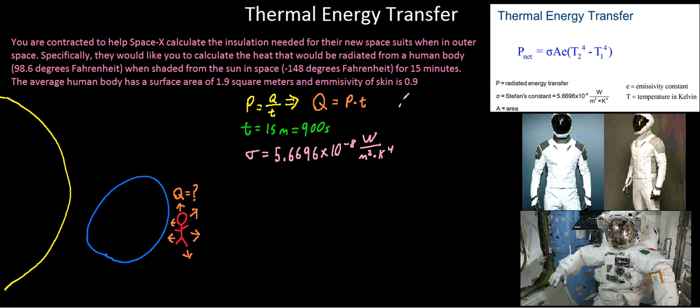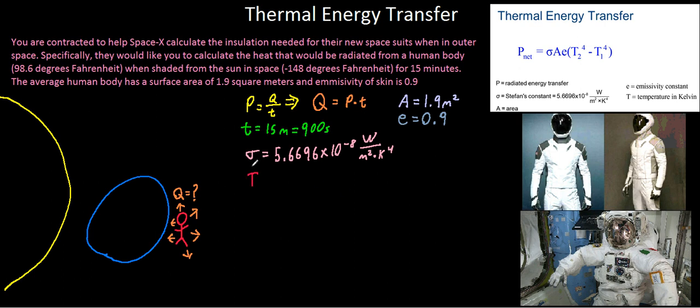We need area. And so area in this case would be surface area, which they gave us. The surface area of your average human body's skin, which is kind of weird to think about. But the average surface area of skin is 1.9 meters squared. And then the next thing in our formula is E, which is emissivity, and the skin emissivity is apparently 0.9.